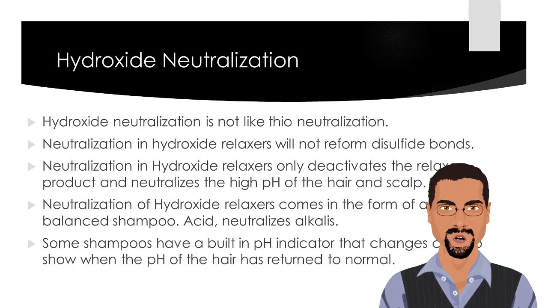Hydroxide neutralization is not like thioneutralization. Neutralization in hydroxide relaxers will not reform disulfide bonds, it only deactivates the relaxer product and neutralizes the high pH of the hair and scalp. Neutralization of hydroxide relaxers comes in the form of an acid-balanced shampoo. Acid neutralizes alkalis. Some shampoos have a built-in pH indicator that changes color to show when the pH of the hair has returned to normal.